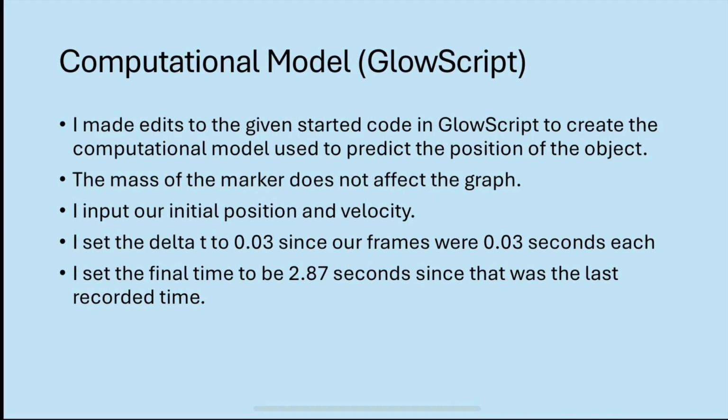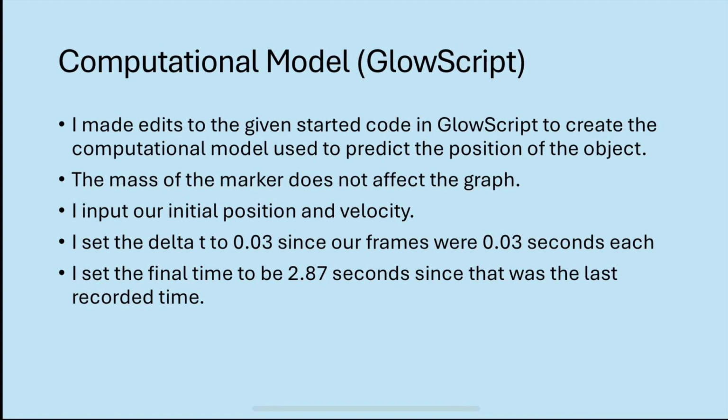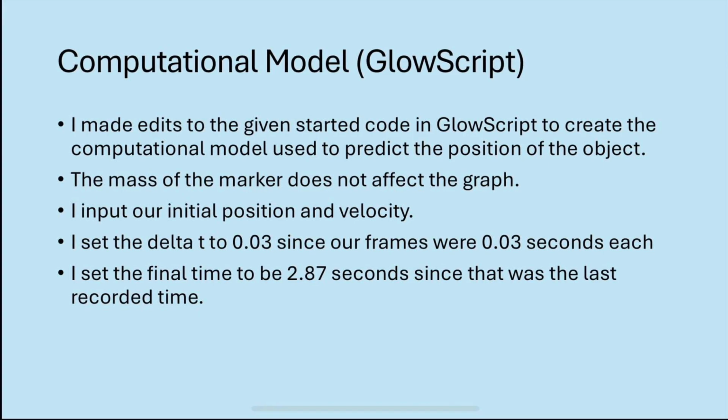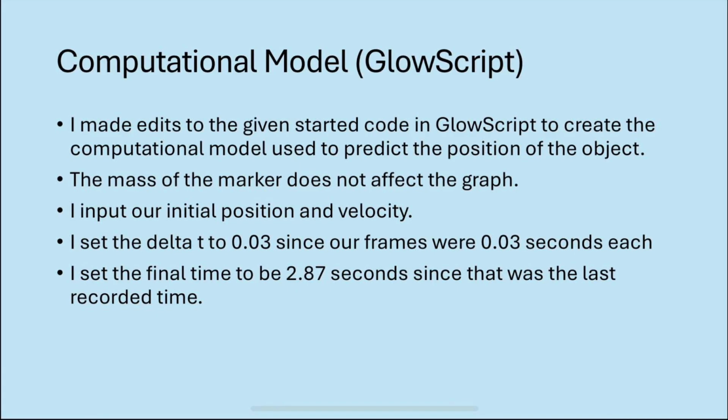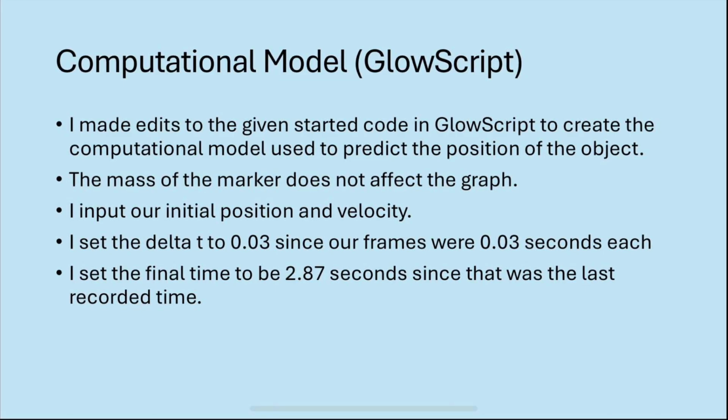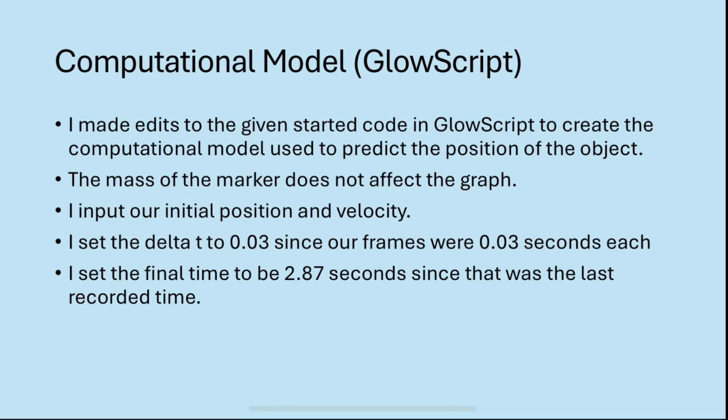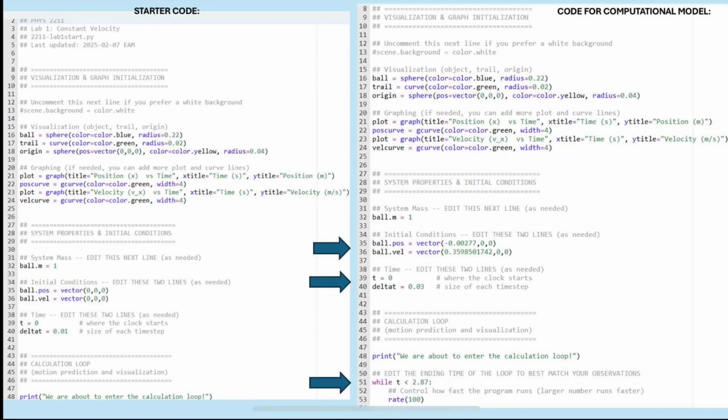To make the computational model on the GlowScript app, I made edits to the given starter code to create the computational model used to predict the position of the object. The mass of the object did not affect the graph, and I input our initial position and velocity. I set the delta t to 0.03 seconds, since our frames were 0.03 seconds each, and I set the final time to be 2.87 seconds, since that was the last recorded time.